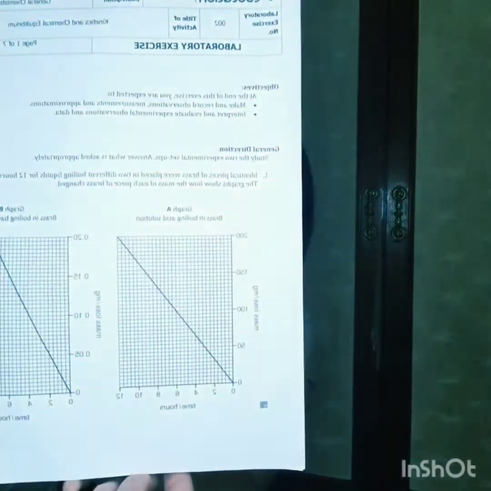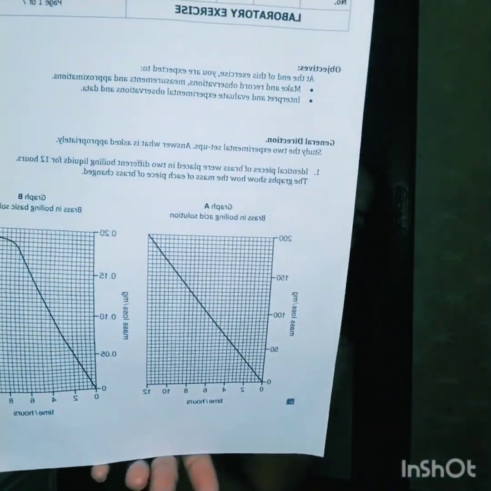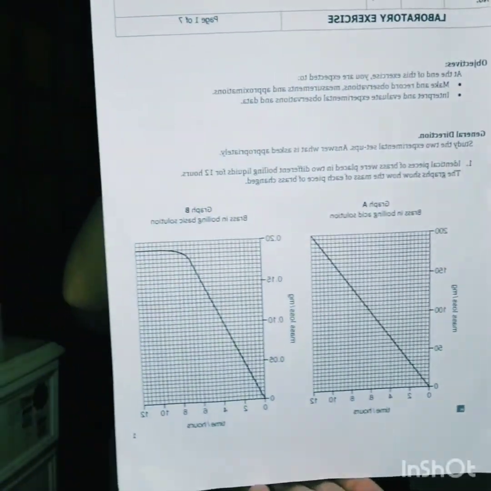Number 1. Identical pieces of brass were placed in two different boiling liquids for 12 hours. The graphs show how the mass of each piece of brass changed. So graph A is the brass in boiling acid solutions and graph B is the brass in boiling basic solutions. So here is the graph. Questions?